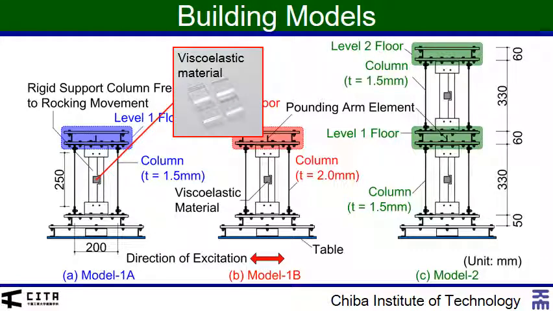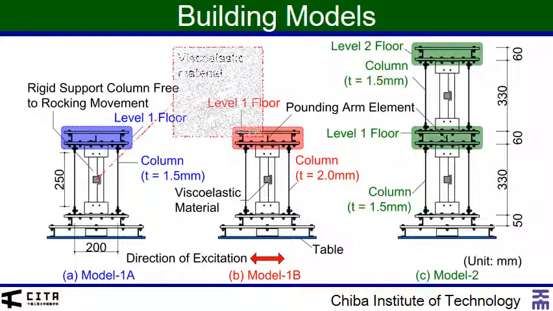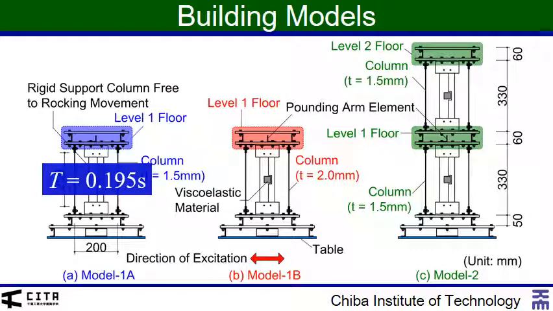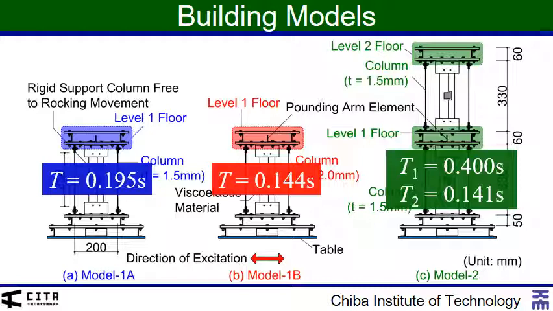In each building model, viscoelastic material is installed in each story with a rigid support column to adjust the structural damping. The natural period of Model 1A is 0.195 seconds and that of Model 1B is 0.144 seconds. The natural period of Model 2 is 0.400 seconds for the first mode and 0.141 seconds for the second mode.